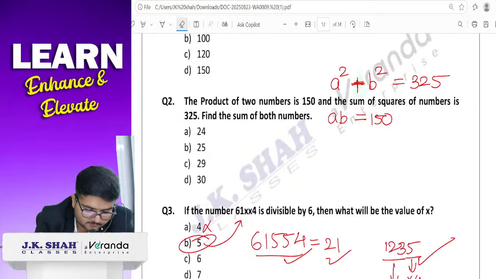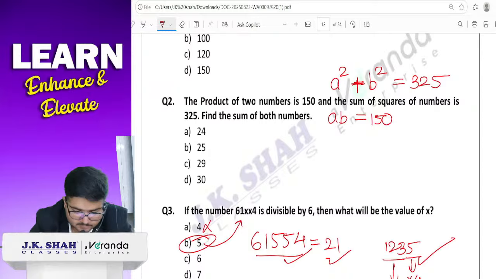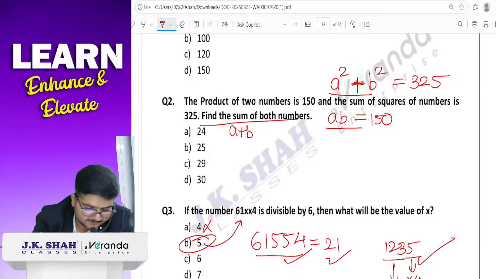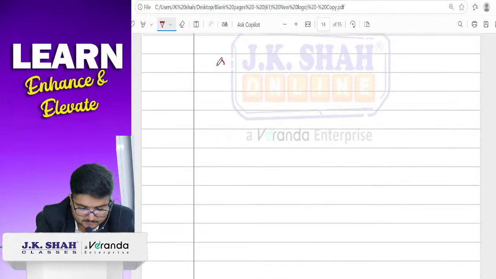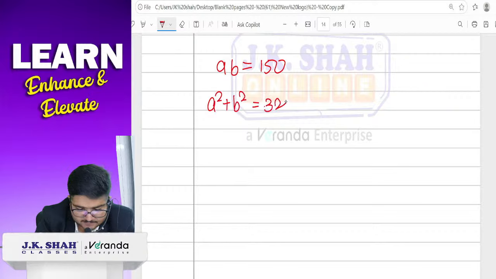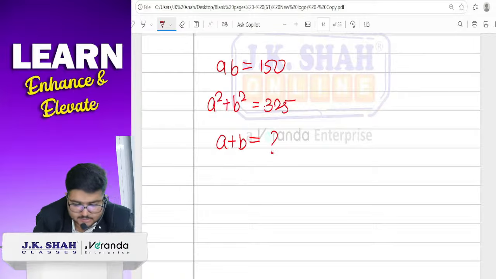But you understood from where the value came. These two things I have been given, and I have been asked the sum of both the numbers. That means I have been asked a plus b. I will take a blank page to solve this sum. Let us put the values that were given to us. This was 150 and the value of a square plus b square is 325. I have to find a plus b is equal to question mark.